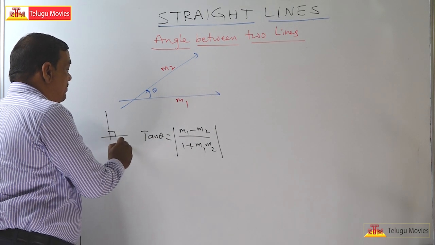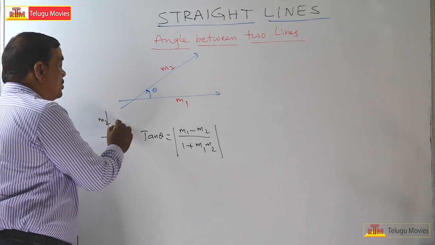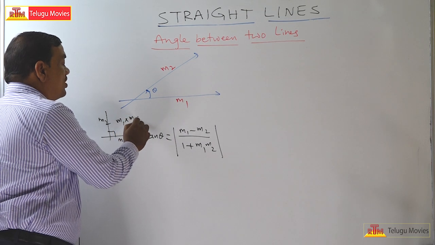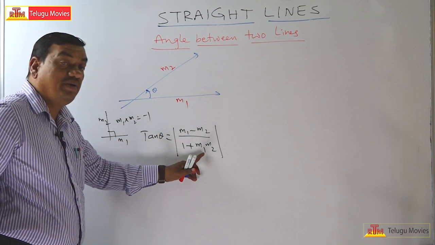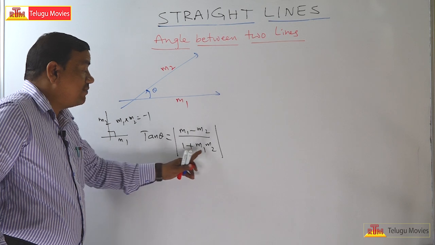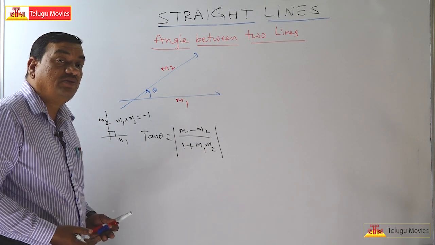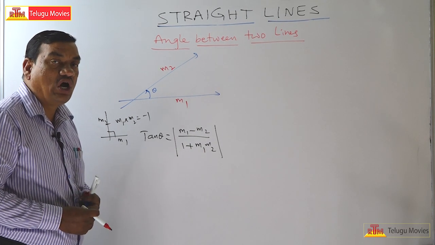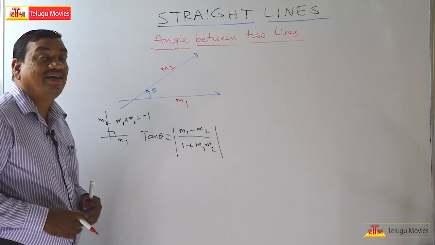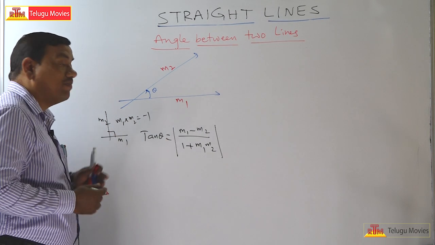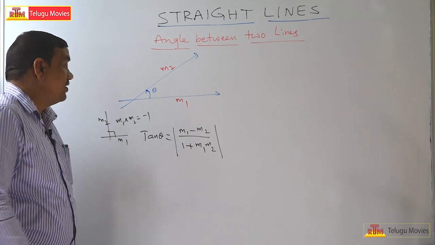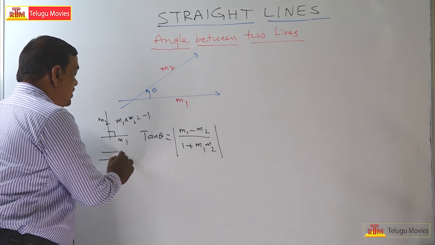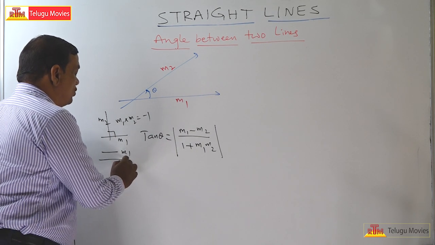If the lines are perpendicular, m1 m2, what is the product of their slopes? m1 m2 is equal to minus 1. So, keep it here: minus 1, 1 minus 1 is 0. Denominator 0 means what? The fraction is not defined. Therefore, tan theta is not defined, which means theta is equal to how much? 90 degrees. Okay.